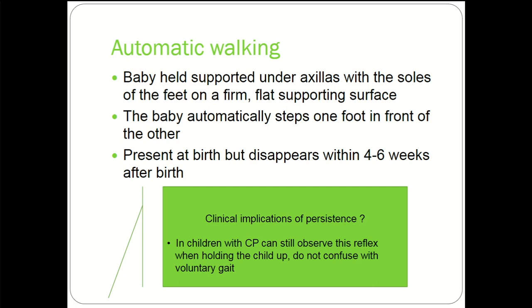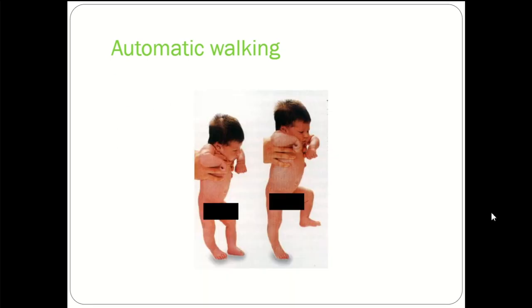Next is the automatic stepping reflex. The baby is held supported under the axilla with the soles of the feet on a firm, flat supporting surface. The baby automatically steps, one foot in front of the other foot. It is present at birth but disappears within 4 to 6 weeks after birth. If it still persists after 4 to 6 weeks, then children with CP can still show the reflex when held up. Do not confuse it with voluntary gait if it is present in a CP child. So this is the way: just touching the foot on the floor, you automatically get the stepping movements. This is normal till 4 to 6 weeks.